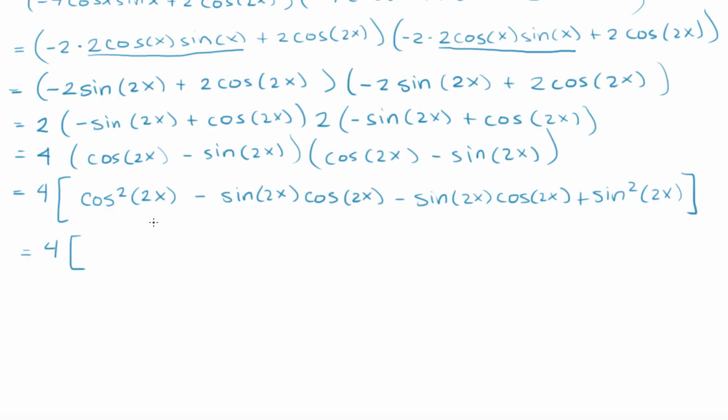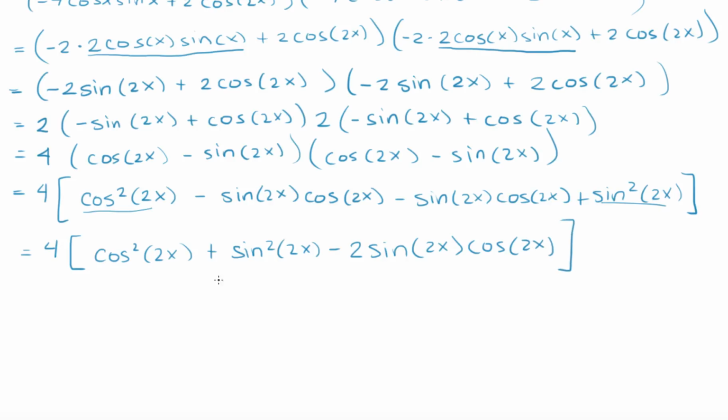It gives you 4. I'm going to group cosine squared with sine squared. So cosine squared 2x plus sine squared of 2x. Then negative and negative makes -2 sine of 2x cosine of 2x. Now this whole thing gives you 1. So you're left with 1 minus 2 sine of 2x cosine of 2x.